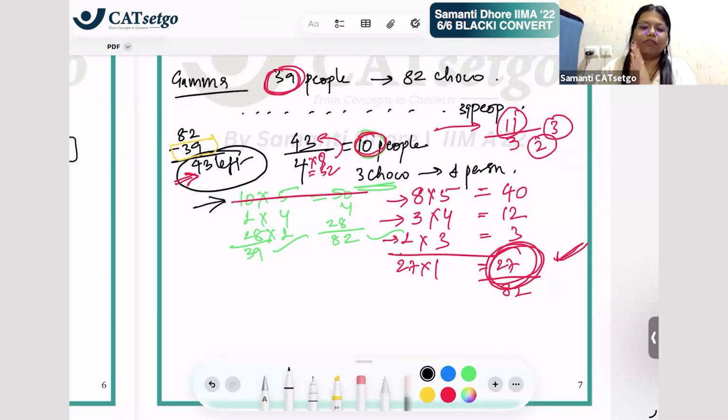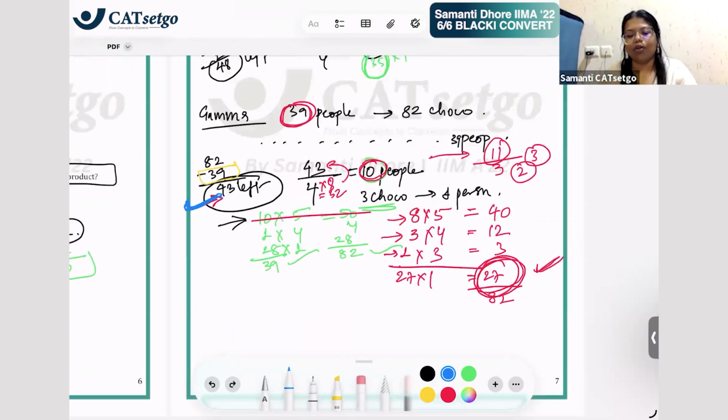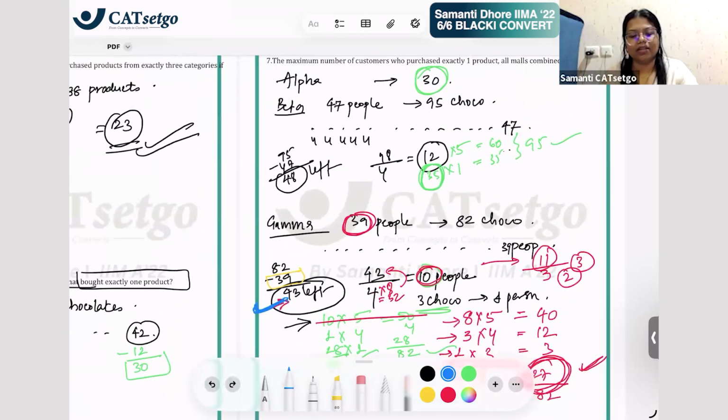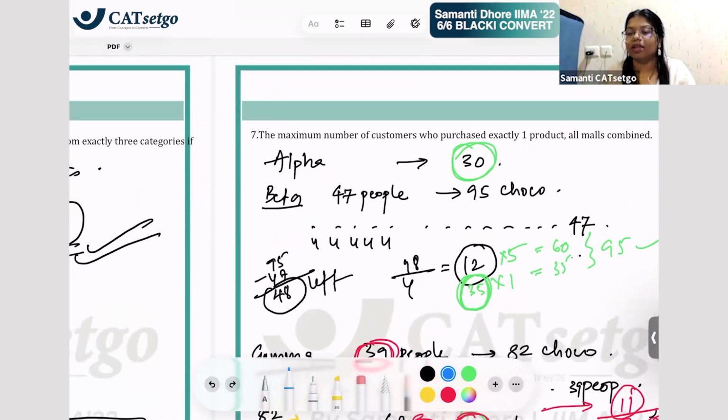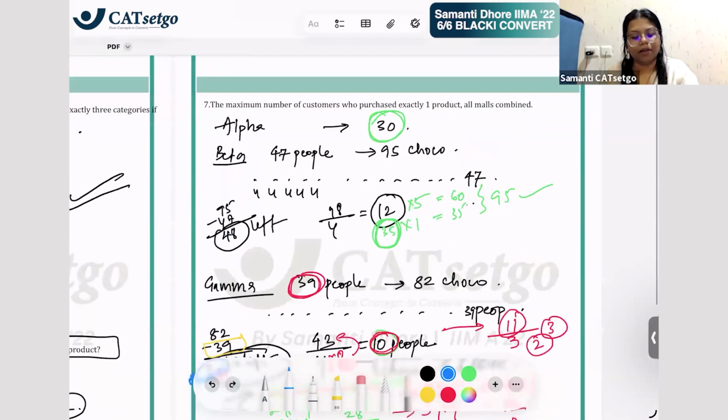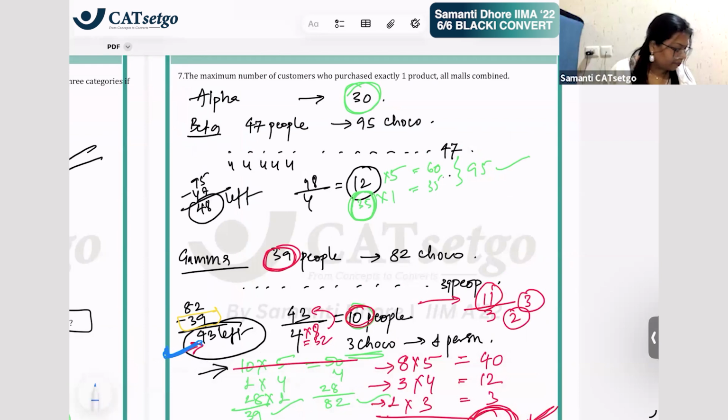Fair? Yes or no? Give me a tick mark, give me a thumbs up if you understood this. Yes? Very good. So similarly, you can calculate for the other 2 remaining malls as well, and then add all of it to finally answer the question that is concerned here, right? Because we had the maximum number of customers across all malls having 1 product each. For alpha, we got 30. For beta, we got 35. For gamma, we got 27. And for the other 2, we'll have to find answers.